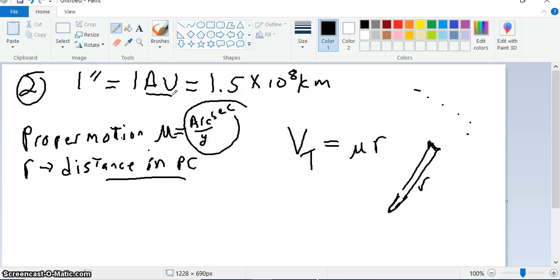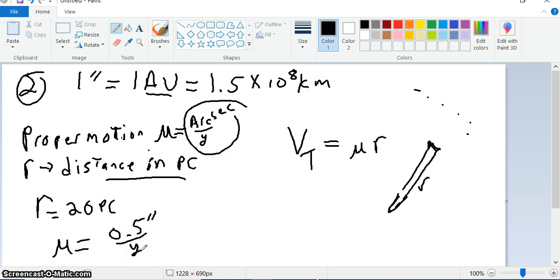All right, so let's read the problem. Number 2. It says a star lying 20 parsecs from the sun has a proper motion. Right away we know what r is, so r is 20 parsecs. And it has a proper motion of 0.5 arc seconds. It doesn't say that, but that's what it is. The proper motion, which is given the symbol mu, is 0.5 arc seconds per year.